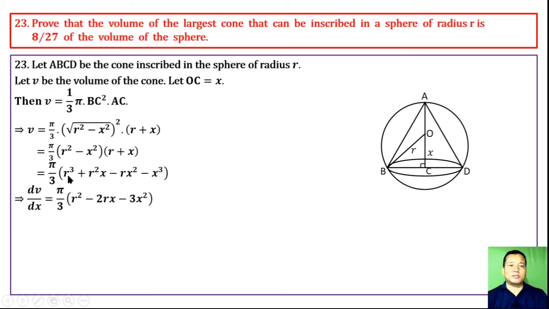Now V is a function of x only, r is a fixed number. dV by dx we get this, and its second order derivative is also this. For critical points, for maxima or minima, we have to put dV by dx equal to 0.